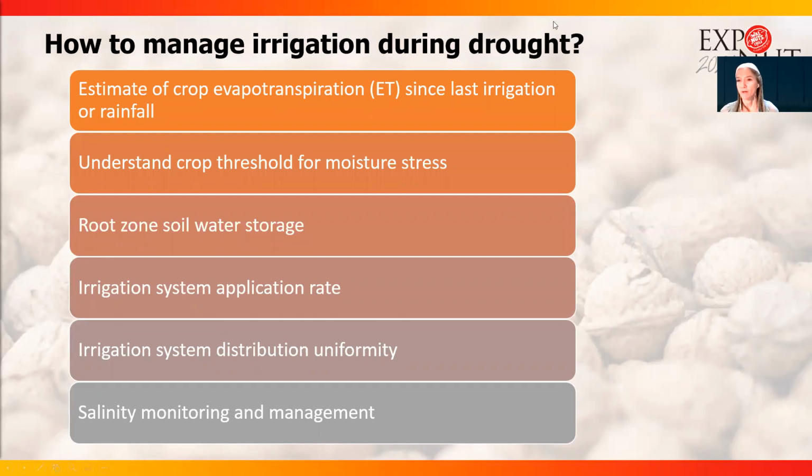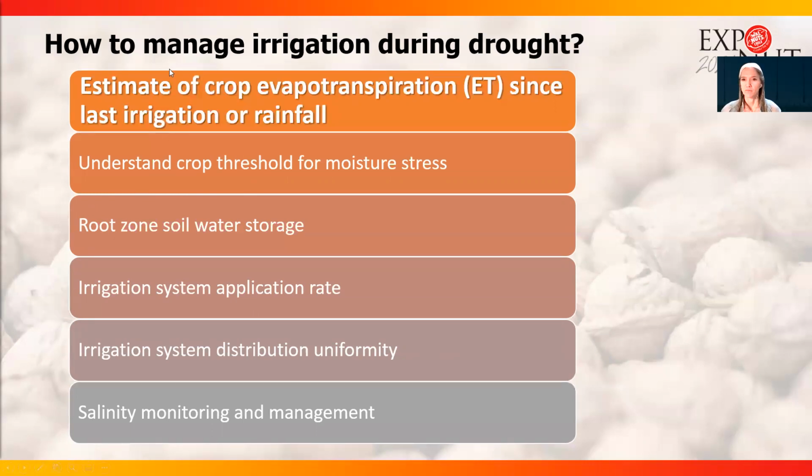This is an outline for my presentation and how we will discuss how to manage irrigation during drought. First, we will cover the concept of evapotranspiration as a way to determine water needs during crop development. We will talk about methods to understand the crop threshold for moisture stress. We will cover the root zone soil water storage, irrigation system application rate, how to determine the distribution uniformity of your irrigation system, and then an overview of salinity monitoring and management in walnut orchards.